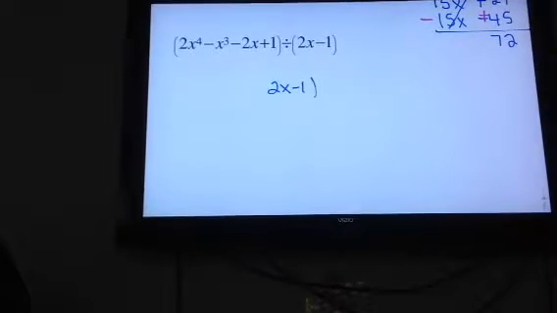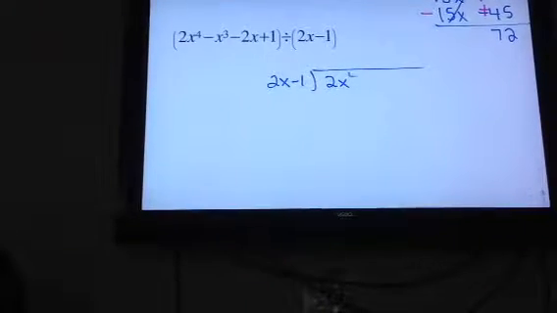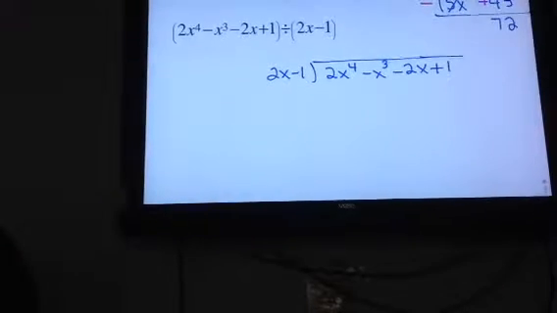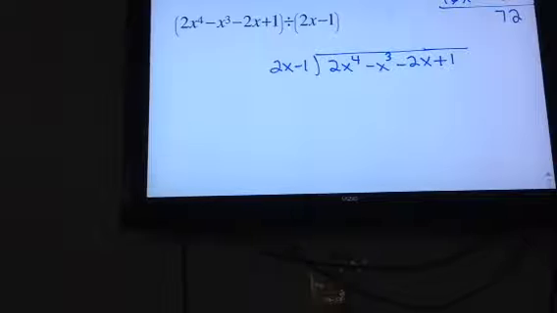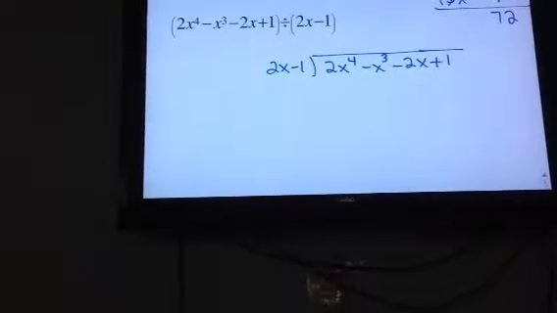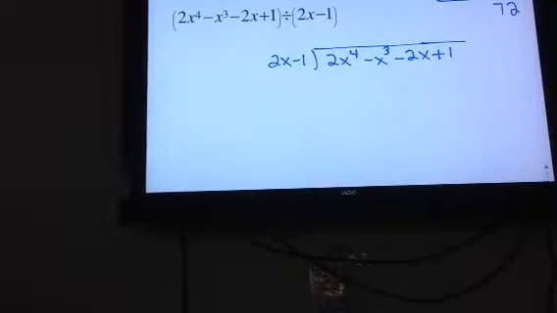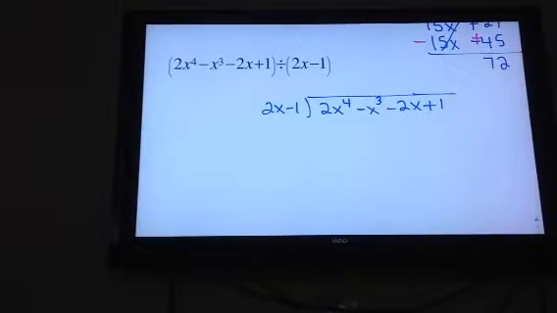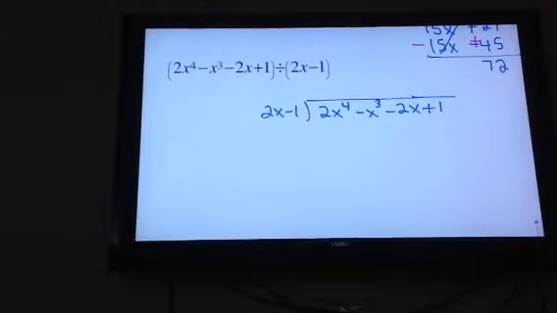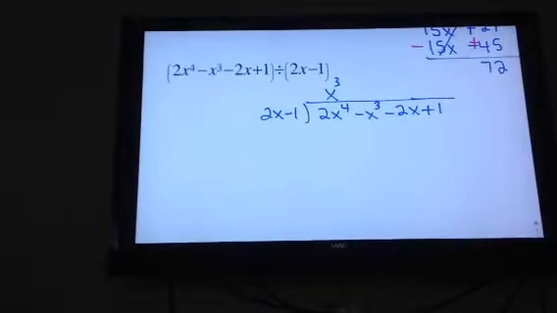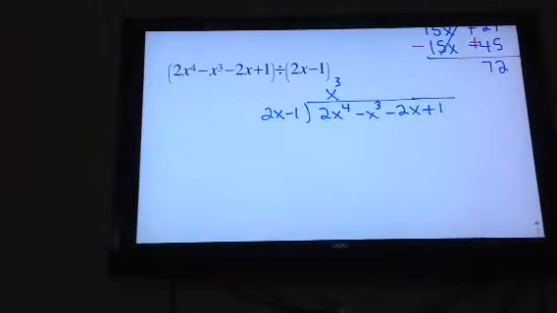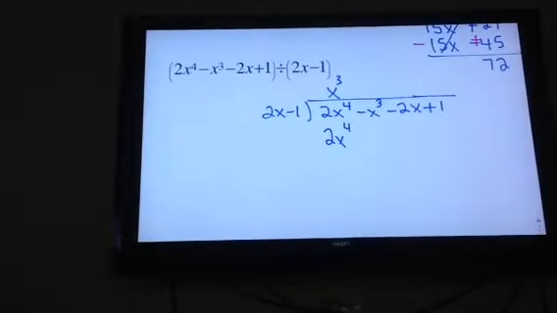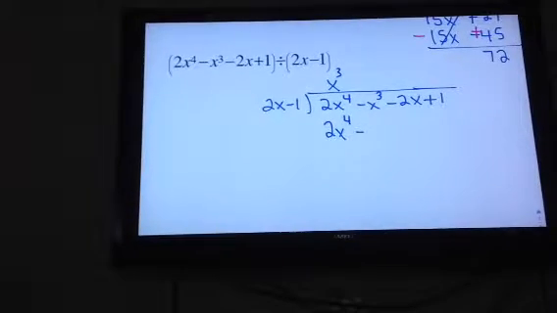2x minus 1 divided into 2x to the 4th minus x to the 3rd minus 2x plus 1. Okay, so we divide 2x into 2x to the 4th, or what do I multiply 2x by to get 2x to the 4th, and that's x to the 3rd. And I multiply through. X to the 3rd times 2x is 2x to the 4th. X to the 3rd times minus 1 is minus x to the 3rd.